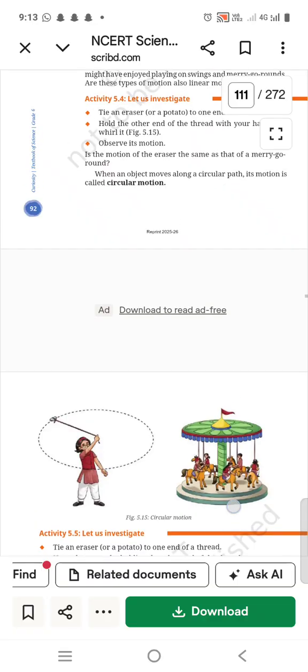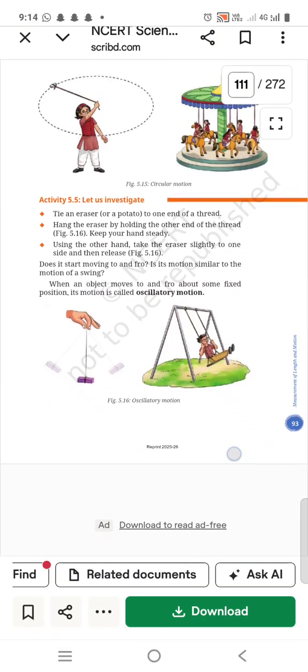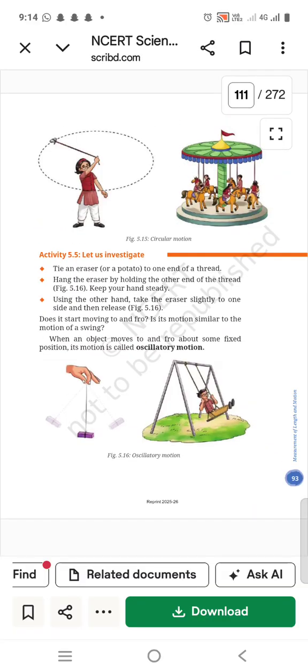Now I will tell circular motion. When an object moves along a circular path, it is called circular motion.